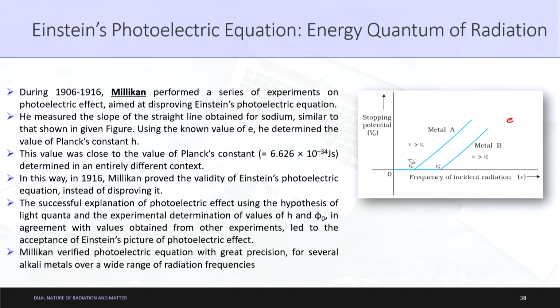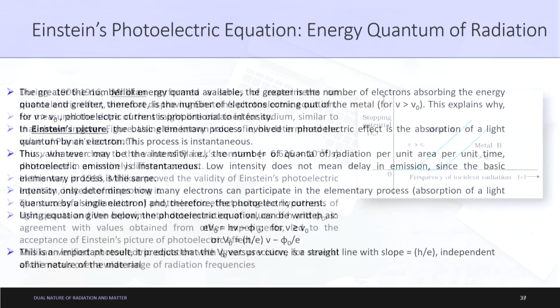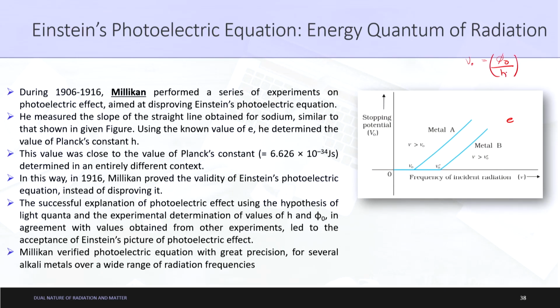Okay, but what changes is the threshold frequency. Why does it change? Because it depends upon the value of nu naught, which is equal to phi naught by h. As V naught is a function of work potential, and work potential is a function of the nature of the material, that is why the value varies for different metals. Okay. So, everything explained in the experimental study is explained here by Einstein's equation.